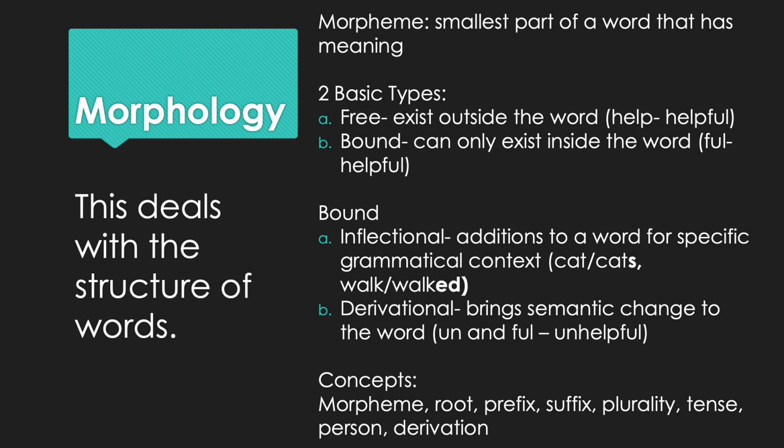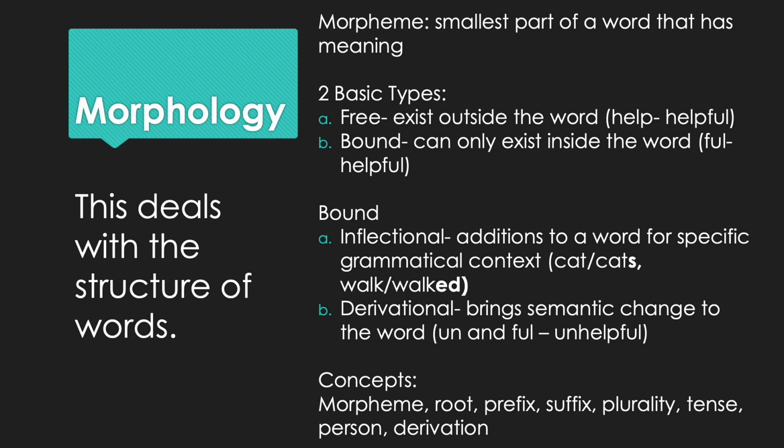The segments un and ful, however, are bound morphemes because although they add meaning and we can see how they are related to help, they can only exist inside the word. Any observation about the internal structure of a word comes under morphology. Bound morphemes can also be inflectional, that is, additions to a word to allow it to fit into a specific grammatical context and agree with this context in terms of tense, number, and/or person.